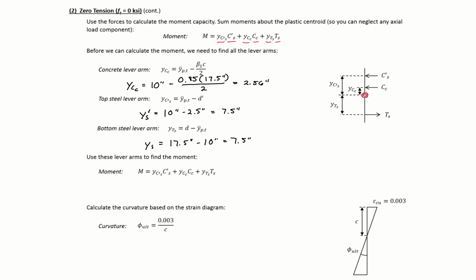Our steel doesn't move, so these two lever arms are going to be the same for all of our points on the moment axial load interaction diagram. The concrete stress block does change though, so this concrete lever arm will change. So on all of our next points, we'll need to recalculate that.